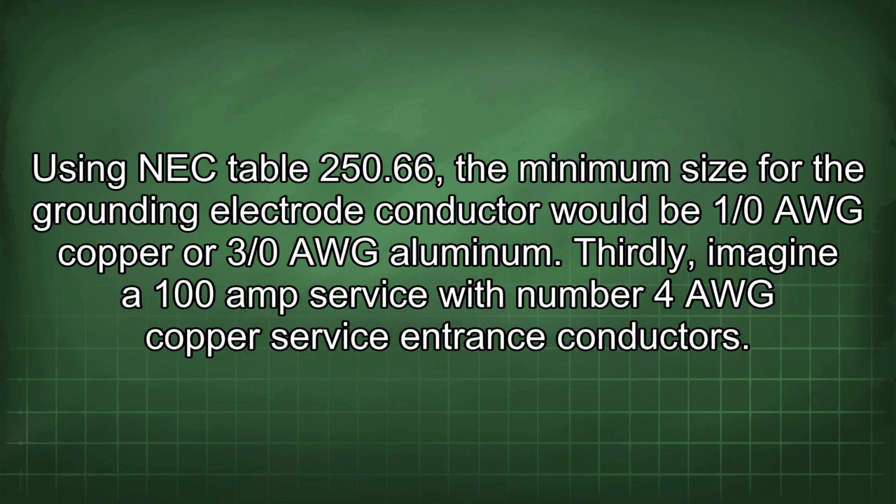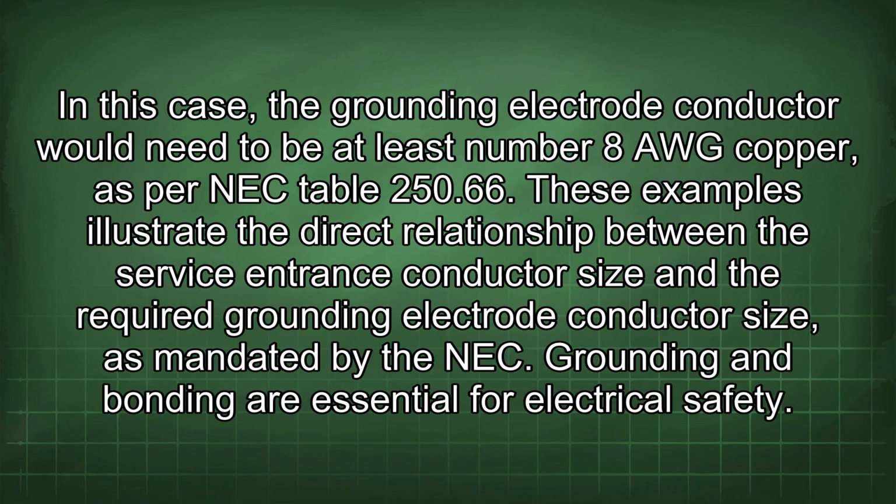Thirdly, imagine a 100 amp service with number 4 AWG copper service entrance conductors. In this case, the grounding electrode conductor would need to be at least number 8 AWG copper, as per NEC Table 250.66. These examples illustrate the direct relationship between the service entrance conductor size and the required grounding electrode conductor size, as mandated by the NEC.